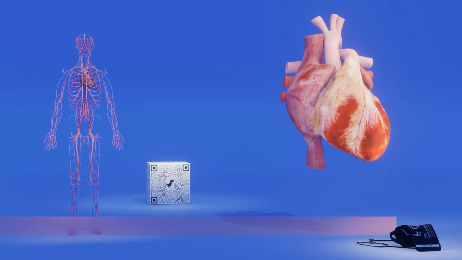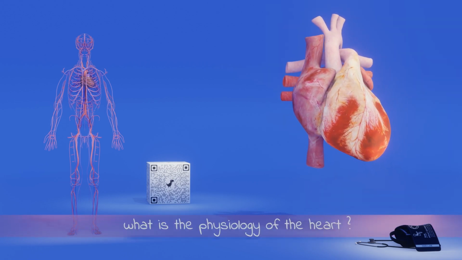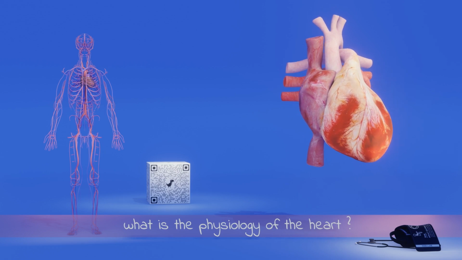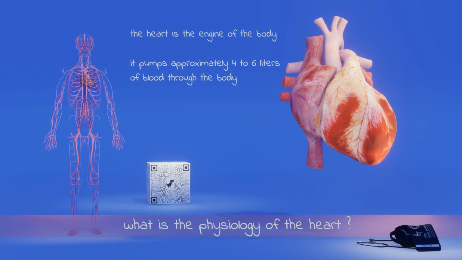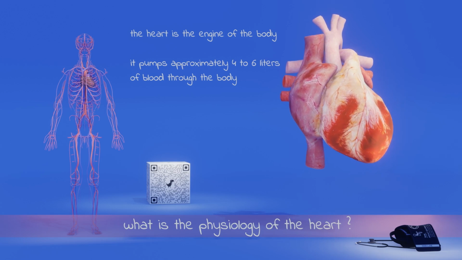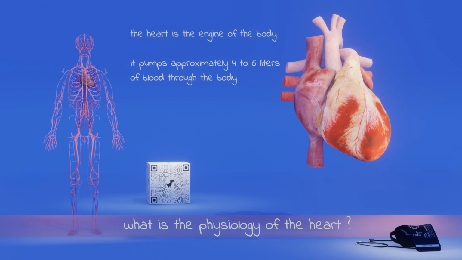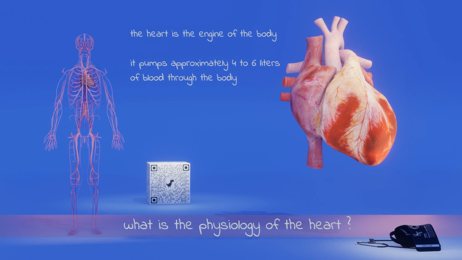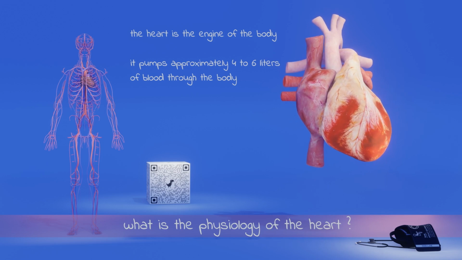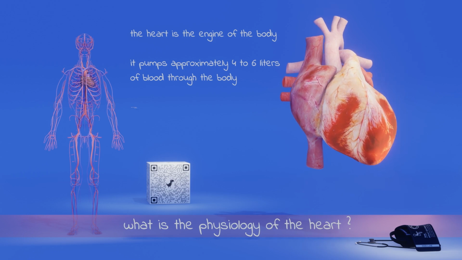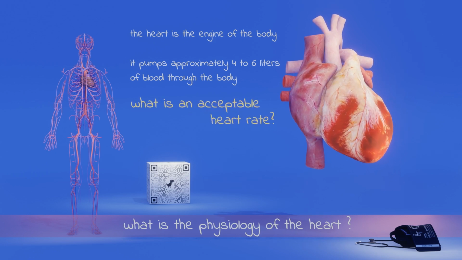And what is the physiology of the heart? In other words, what is the function of the heart? It is the engine of our body. The heart pumps blood through the blood vessels. Every time the heart contracts, it pumps blood through the body, about 4 to 6 liters of blood. Next week, the lesson will be about the blood, and the next lesson will be about the circulatory system. Then we are talking about the blood vessels and the contents of the blood. The heart pumps 4 to 6 liters of blood through the body.